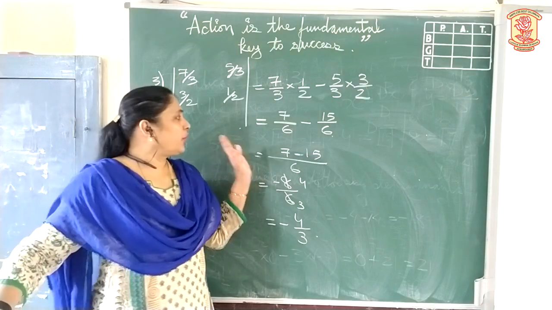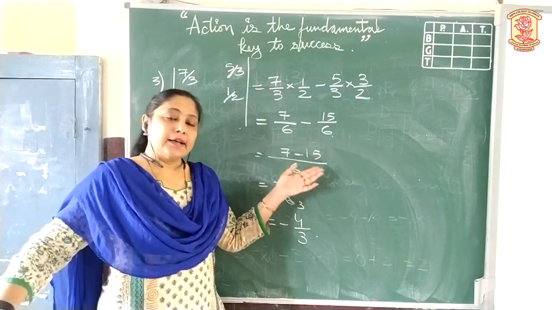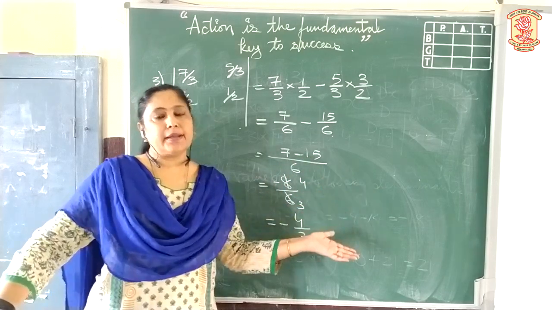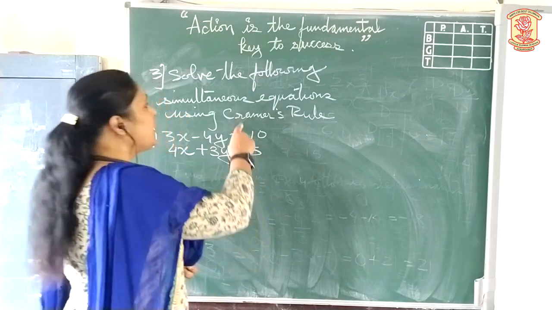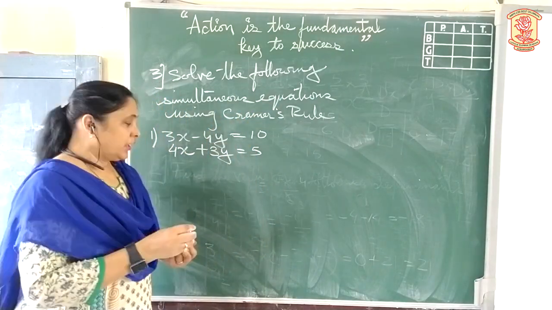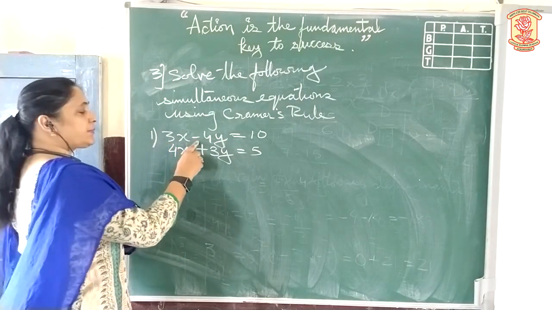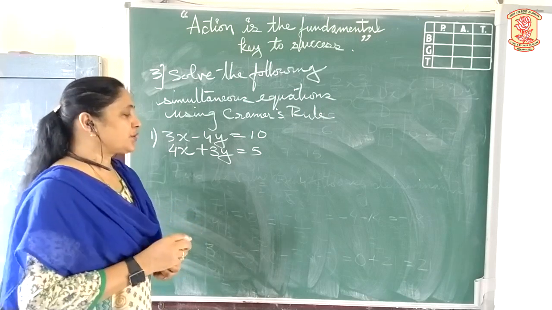So this is how we are going to solve the determinant. Now similarly, we are going to solve the simultaneous equation by using this method. The third question is, solve the following simultaneous equations using Cramer's rule. So the equations are 3x minus 4y equals to 10, 4x plus 3y equals to 5.